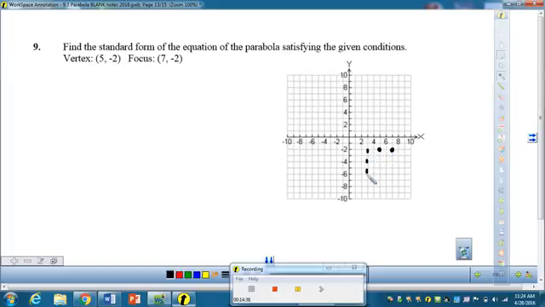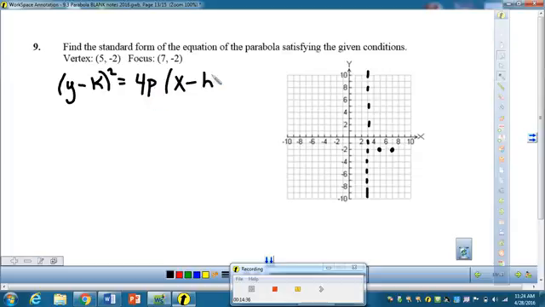So let's go ahead and put in our directrix. It's going to be 2 spaces behind. All right, so it looks like it's going to be opening to the right. It's sideways opening, and so it's going to be based on the y squared version. The vertex is not at 0, 0, so we're going to do the y minus k squared equals 4p times the quantity x minus h, and just start to fill in these pieces.